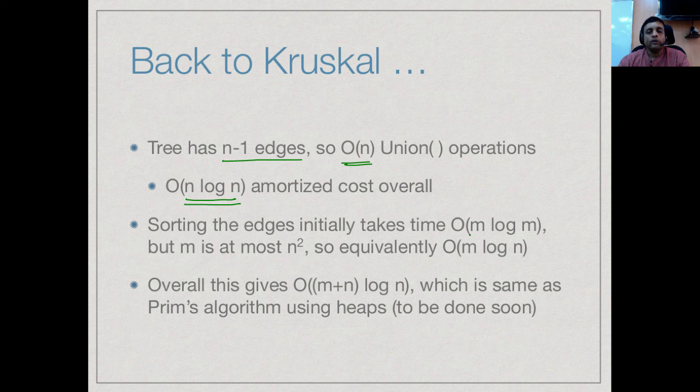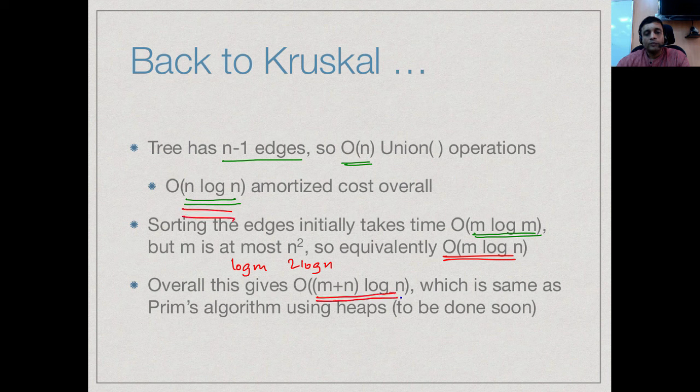Now initially we had to sort the edges, so that takes m log m. But as we discussed when we looked at Kruskal in detail, since m is at most n squared, we know that log m is 2 log n at most. So at the level of orders of magnitude, log m and log n are the same, so we can treat m log m as the same as m log n. So the total cost now comes out to m log n plus n log n, so we get m plus n times log n.